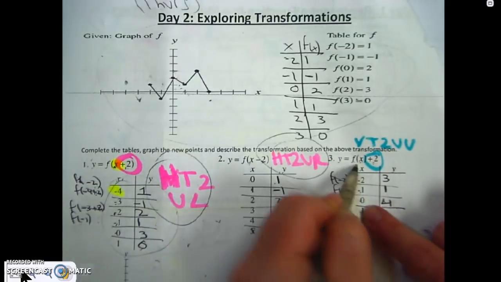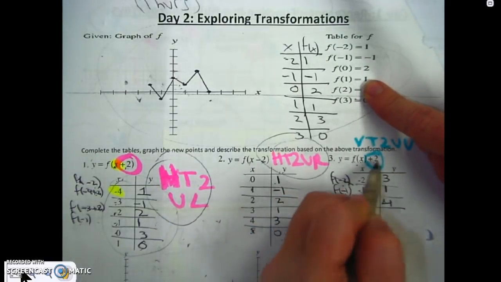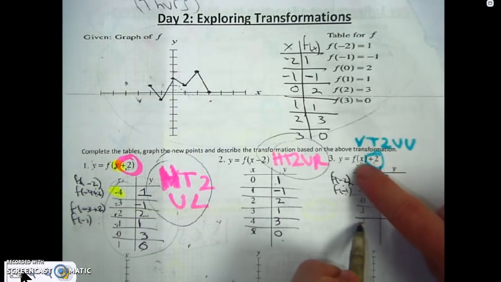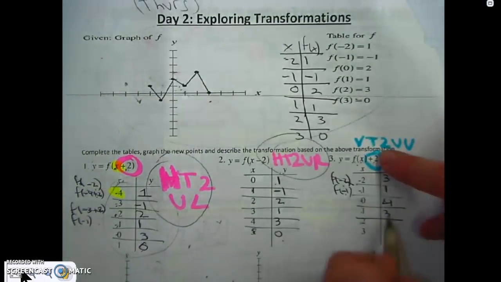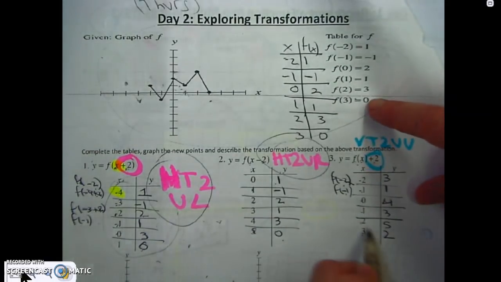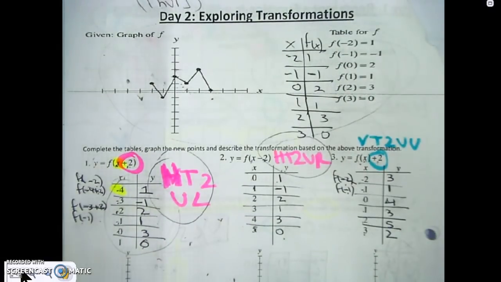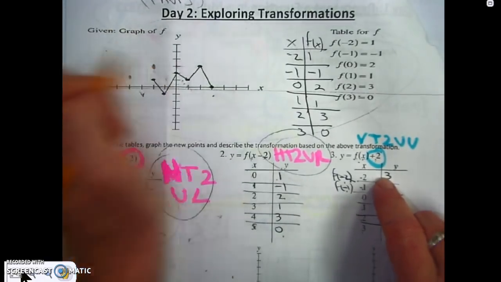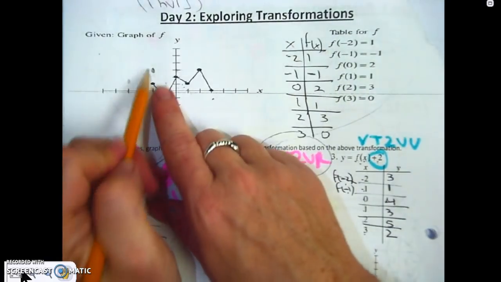f of 1 is 1, I add 2, that's 3. f of 2 is 3, plus 2 is 5. f of 3 is 0, plus 2 is 2. So if I was to graph this, let me show you, this would be negative 2, 3. Interesting. This is the beginning and this is the beginning.